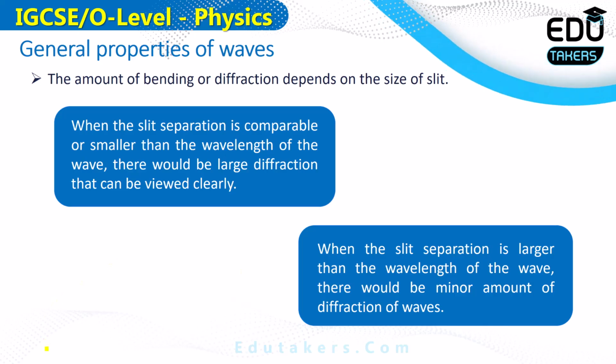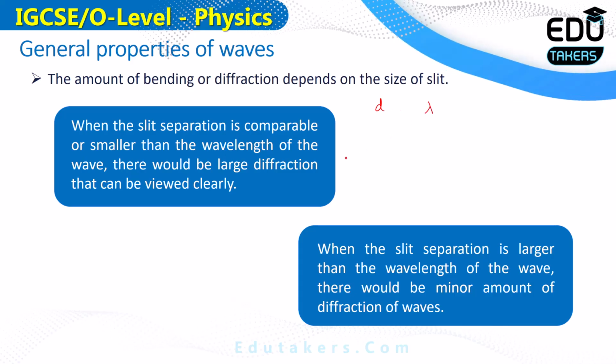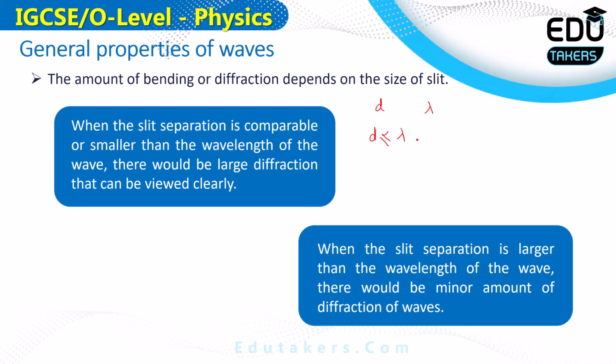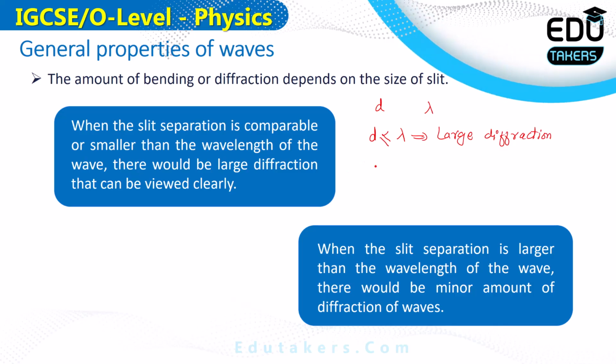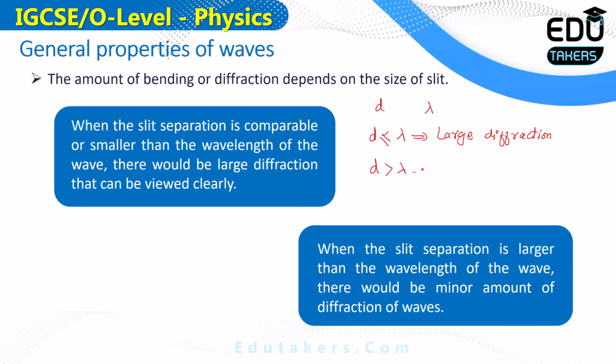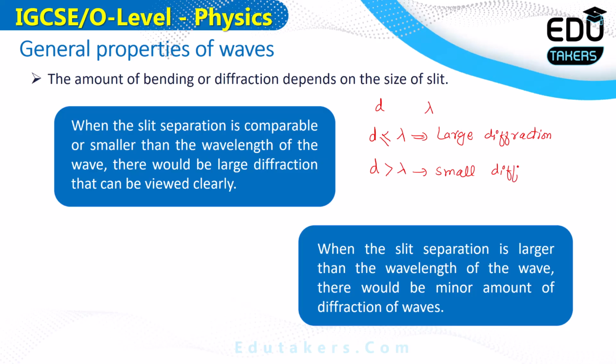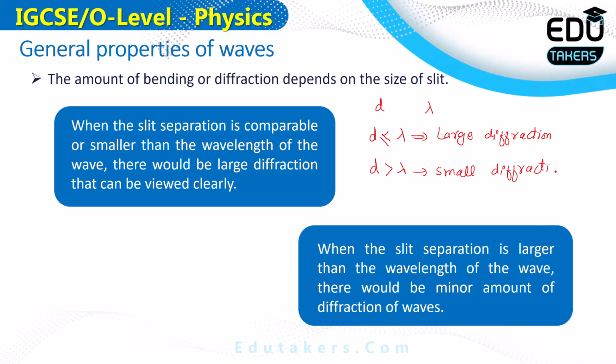You need to compare the wavelength of the water waves with the distance between both of these obstacles. If I say that the distance between the obstacles is represented by d and the wavelength is represented by lambda, if the distance is smaller than or equal to the wavelength, then there should be large diffraction. But if the distance between the obstacles is larger than the wavelength, then there should be small diffraction, meaning a small bending of the water waves.